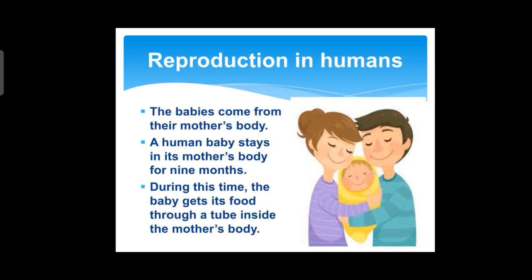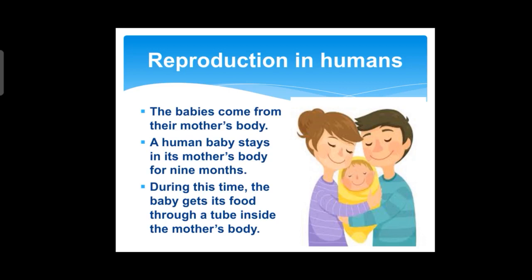Reproduction in humans. Do you know how babies and young ones of human being and animals are born? So the answer is the babies come from their mother's body. In humans, the body part of woman where a baby grows before it is born is known as womb. In womb, baby stays for 9 months.